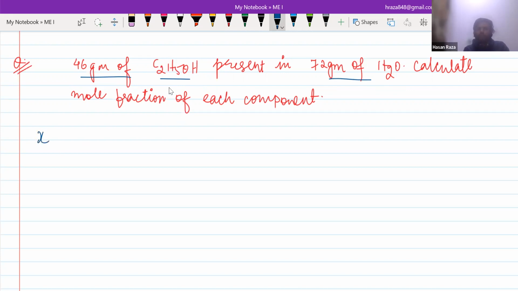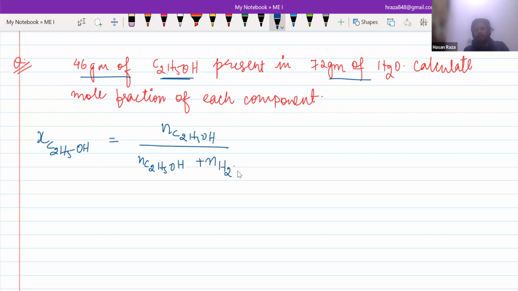So you have two components, C2H5OH, that I'm going to take first. If you are going to apply the formula for C2H5OH, it will be number of moles of C2H5OH upon number of moles of C2H5OH plus, and what is the other component? That is number of moles of H2O. Is that clear? Yes or no?